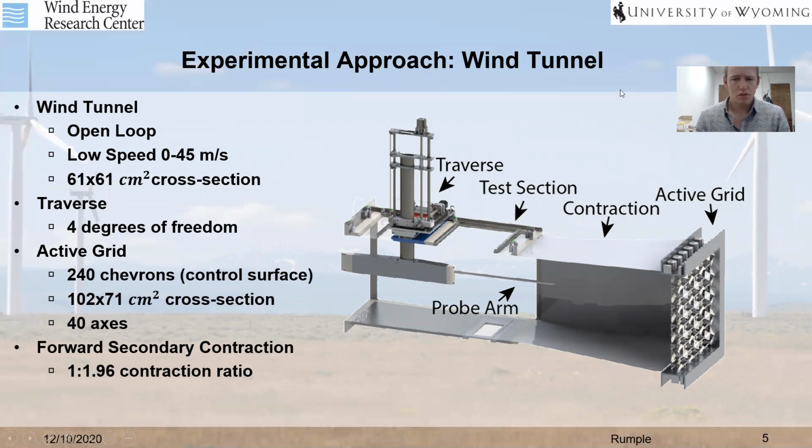Traversing the hot wire probe was done by an in-house 4 degree of freedom traverse system, as you can see here on the right. The active grid is a 102 by 71 cross-section active grid with 240 chevrons or control surfaces that are driven by 40 axes. And the contraction here is a slight contraction of 1 to 1.96, and I'll denote that it contracts more in this direction than it does in the vertical direction.